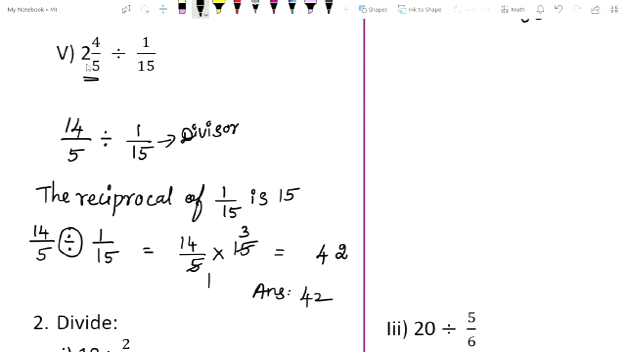I repeat this, 2 into 4 by 5 divide 1 by 15. Here it is in the form of a mixed fraction. So you have to convert it into an improper fraction. So 5 twos are 10.